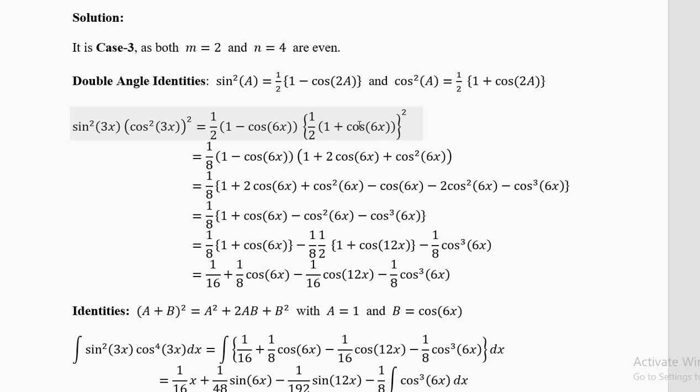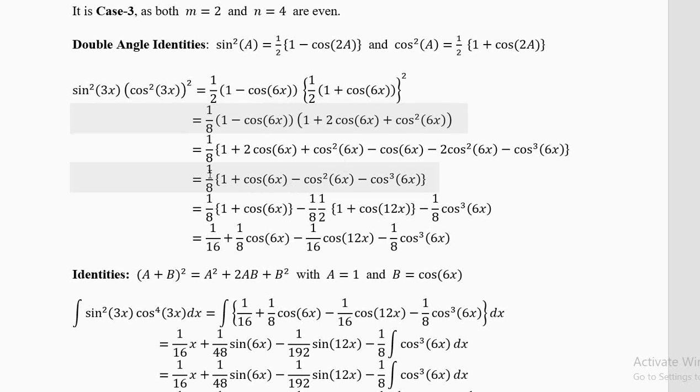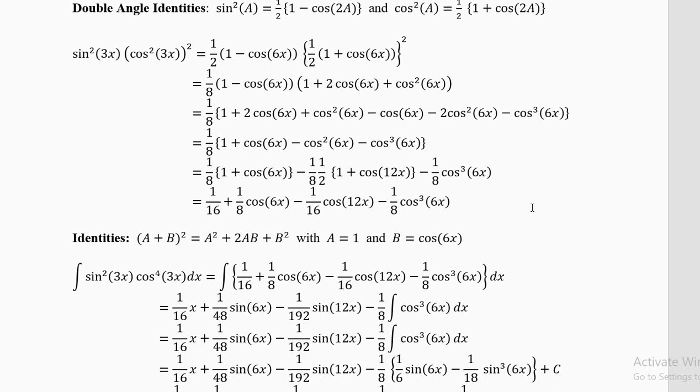Now expand this bracket, you will get 1 plus 2 cosine 6x plus cosine square 6x. Now you multiply the two brackets, you will get 1 over 8 bracket 1 plus cos 6x minus cosine square 6x minus cosine cube 6x. So we have to multiply the two brackets and then do anything. Please do not convert this cosine square into double angle because you'll have 12x here and 6x in the other bracket and it will lead to difficulties. It can be done that way, but better to do it this way. Now it is 1 over 8, 1 plus cos 6x minus cosine square 6x minus cosine cube 6x.